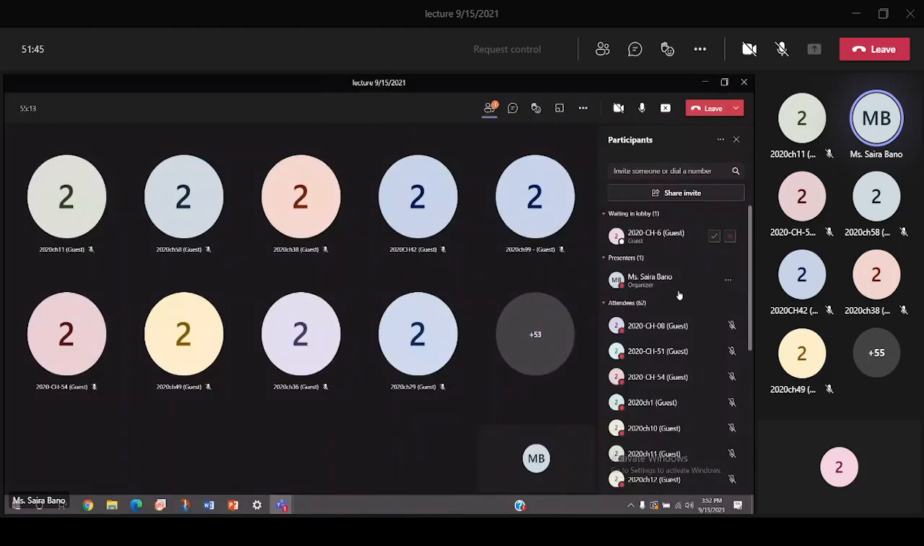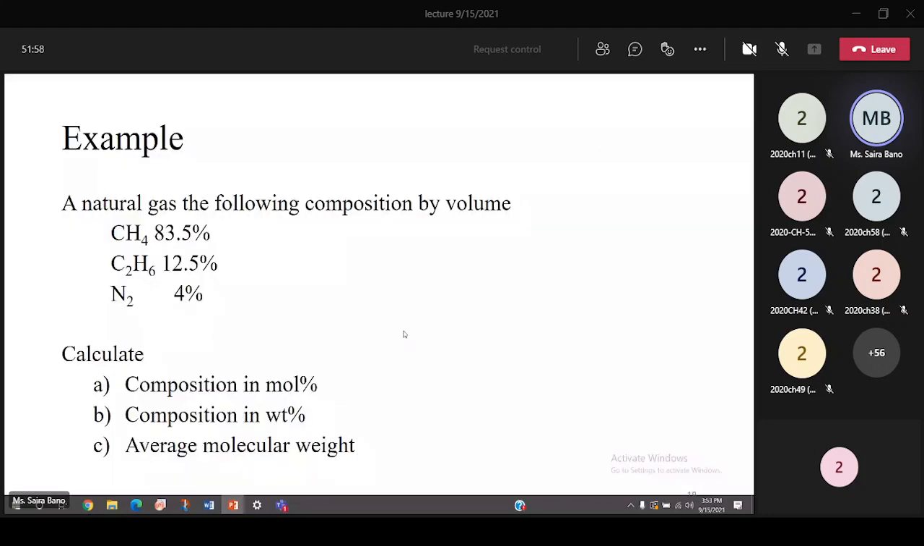Yes, ये अभी कौन सा शरीफ ला रहे हैं? Page 6. Okay.